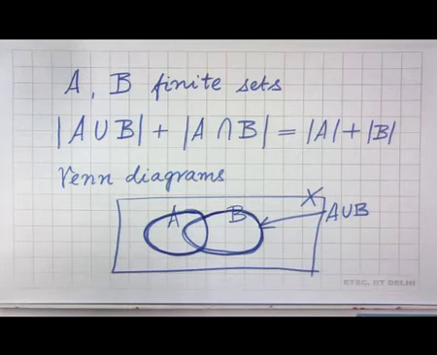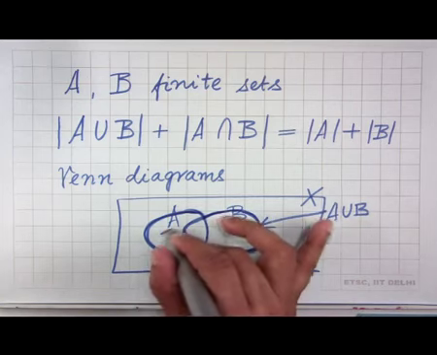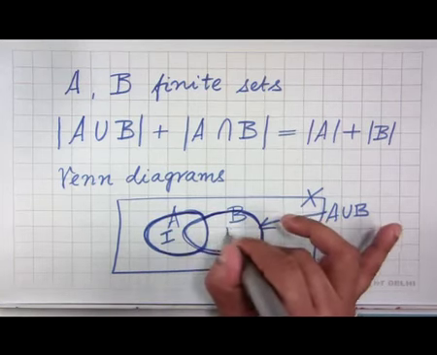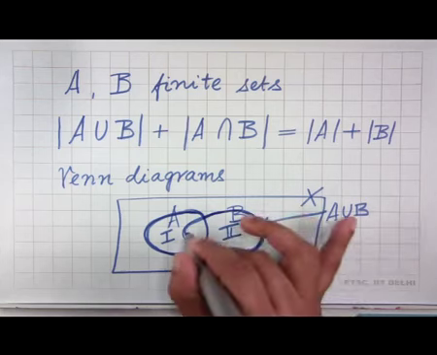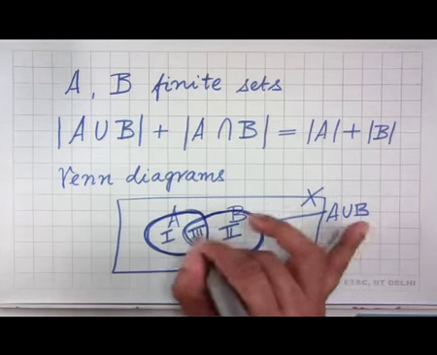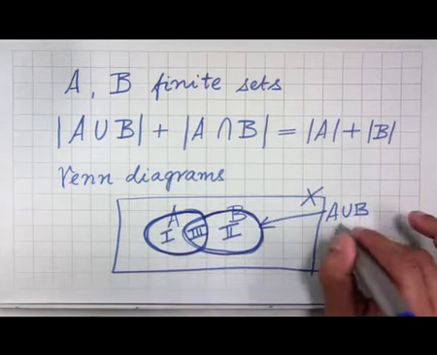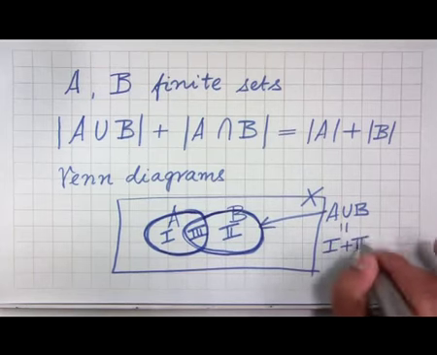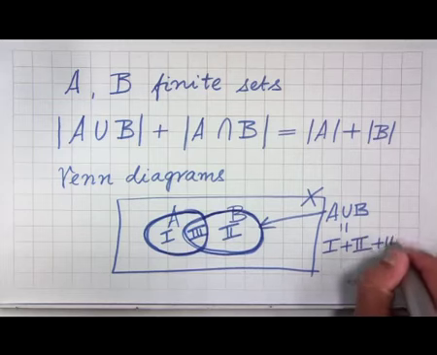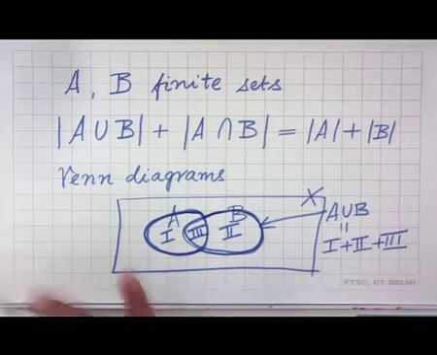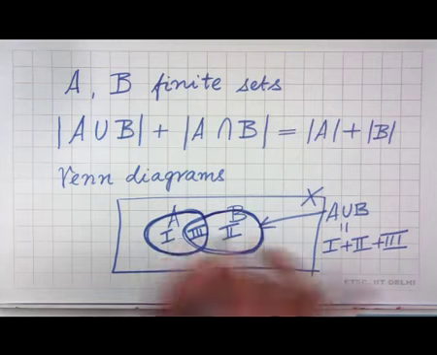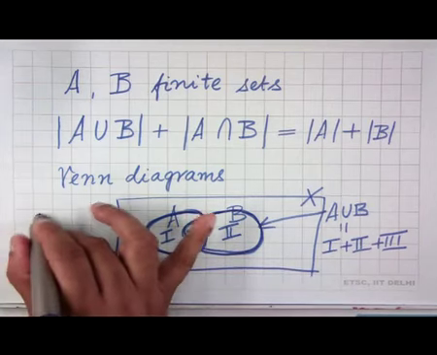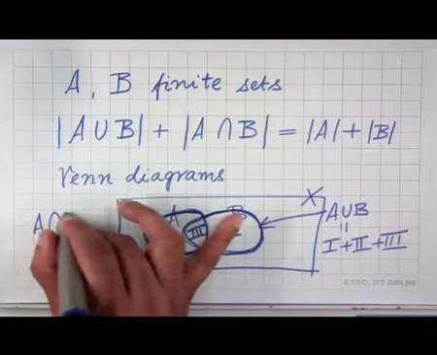If you think of the three regions here, and I label them by the Roman numerals 1, 2, and 3, then the union of A and B would be what is captured by the three regions together, 1, 2, and 3. The intersection of A and B would be captured by the region enclosed by region 3. I write this here to the left side.